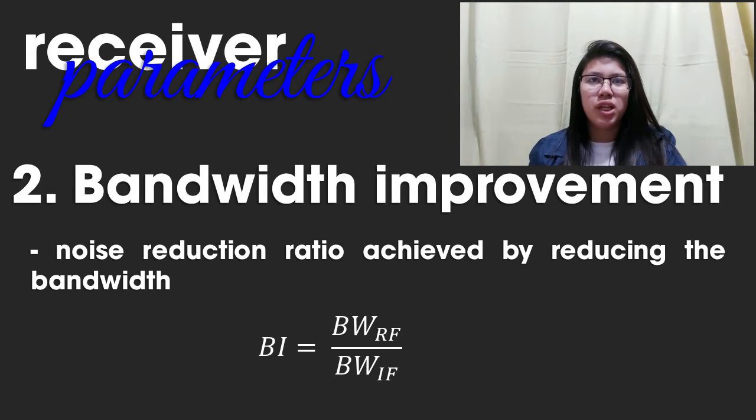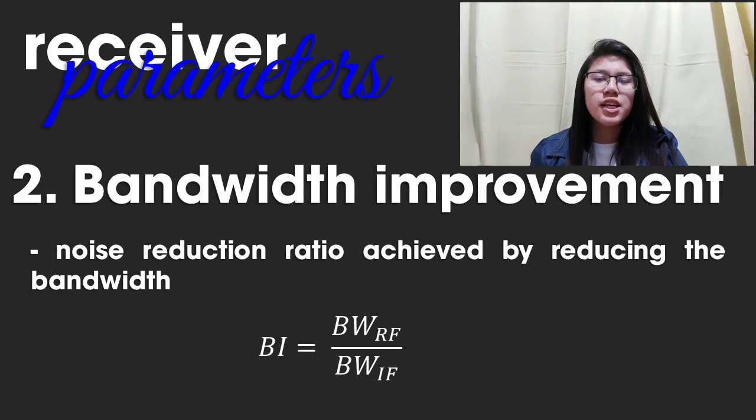Second is the bandwidth improvement. As stated in the previous videos, the larger the bandwidth is, the more prone to noise the signal gets. Therefore, if the bandwidth can be reduced, the noise will also be reduced by the same proportion, thus increasing the signal-to-noise power ratio, consequently improving system performance. Bandwidth improvement is the noise reduction ratio achieved by reducing the bandwidth and can be expressed as BI is equal to RF bandwidth over IF bandwidth.